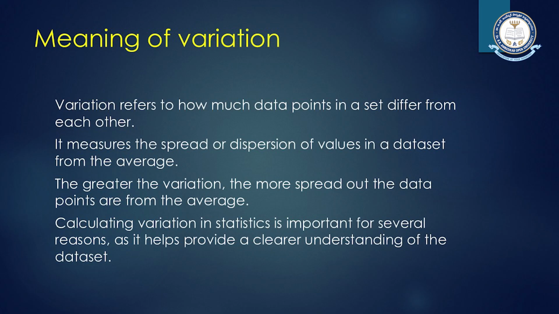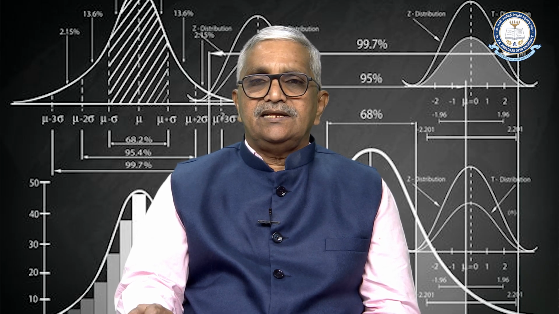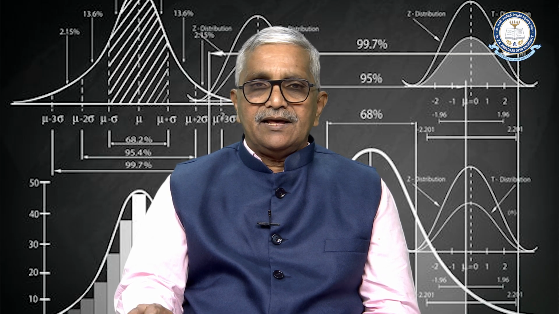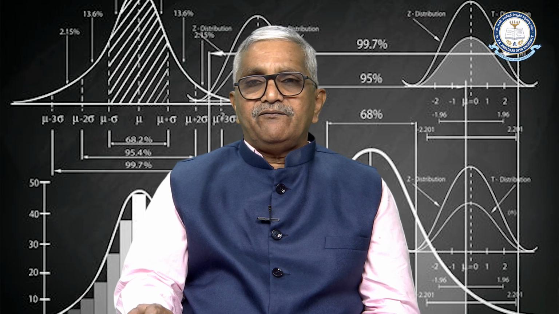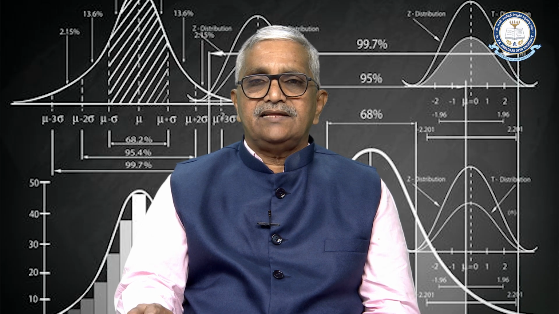Variation refers to how the data points in a data set differ from each other. For example, if all the data points in a data set are equal to 5, then there is no variation among the data points. If one is 5, the other one is 10, another one is 30, like that, if the data points are there, then the variation is more.